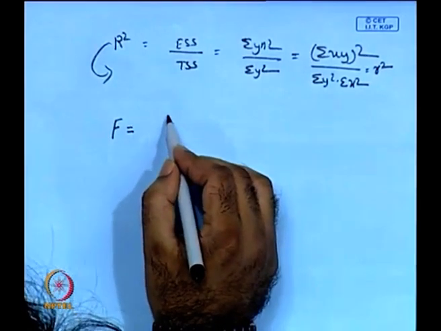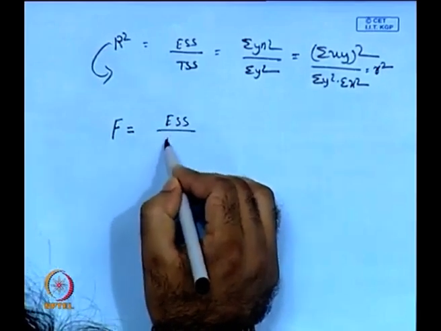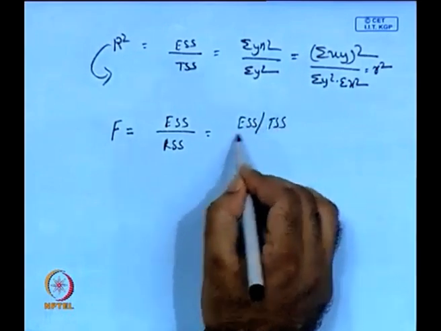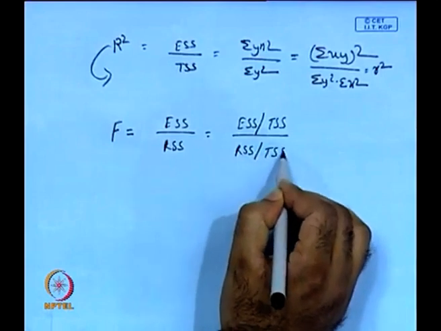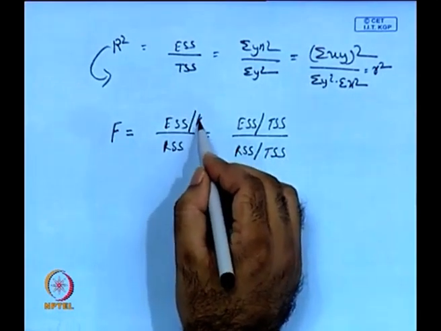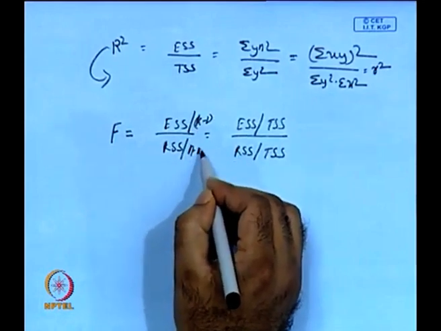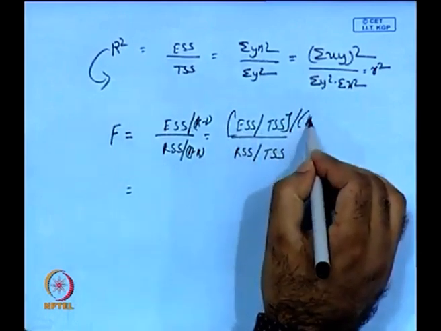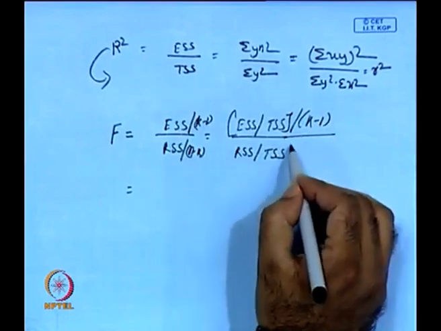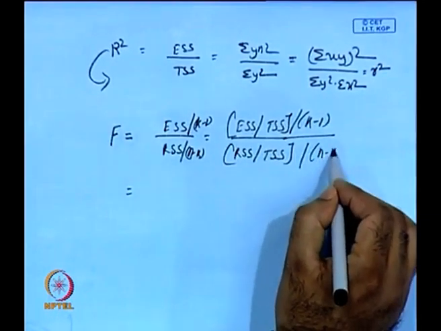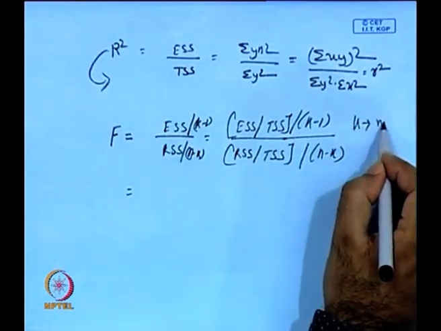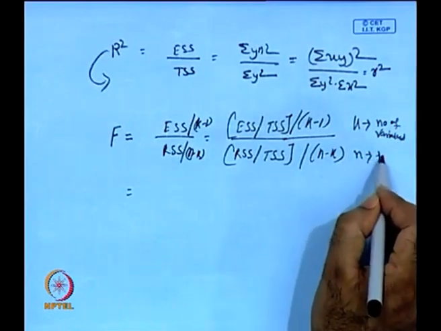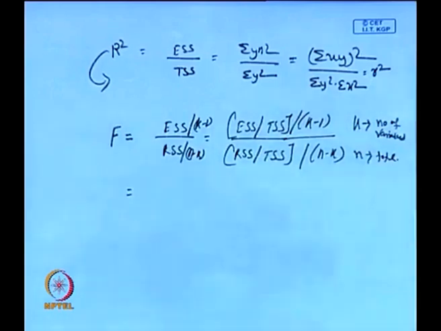The F statistic is the ratio between explained sum of squares and residual sum of squares. So what we have to do is divide the explained sum of squares by total sum of squares, and divide the residual sum of squares by total sum of squares. Of course, there is a degree of freedom here, k minus 1, and here the degree of freedom is n minus k. Here k represents the number of variables or number of parameters in the system, and n represents the total number of observations in the system.